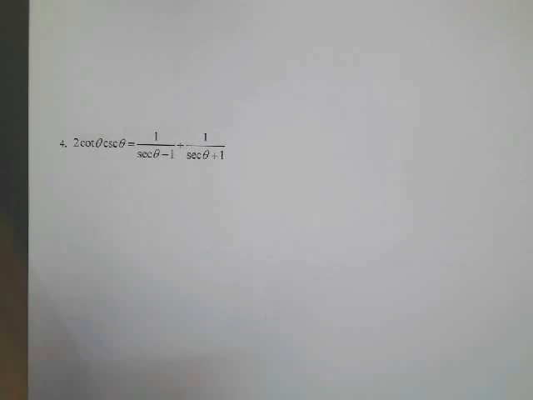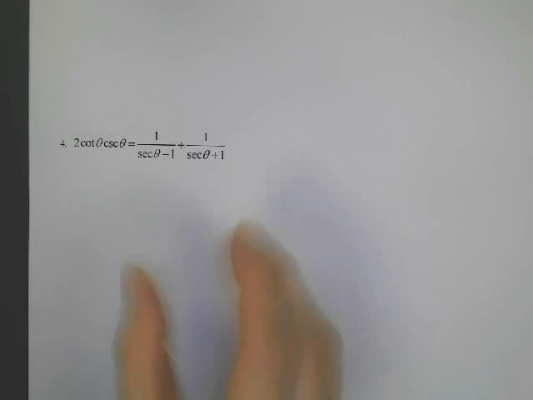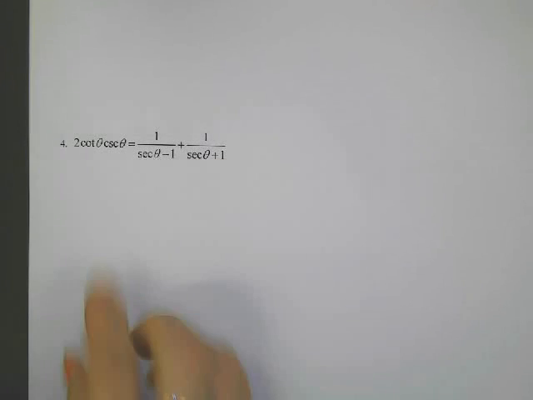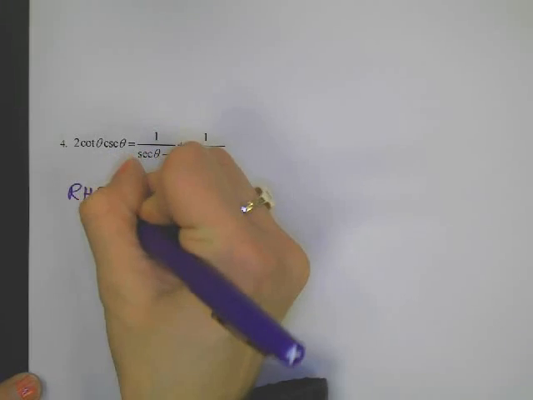Which side should we pick for this one? The more complicated side. I'm thinking the right-hand side, because I know how to make common denominators. I know how to put those together. I'm not sure how to break something up. Oh yeah, I know how to do that. It's called partial fraction decomposition, and it takes a lot of steps. So let's pick right-hand side.